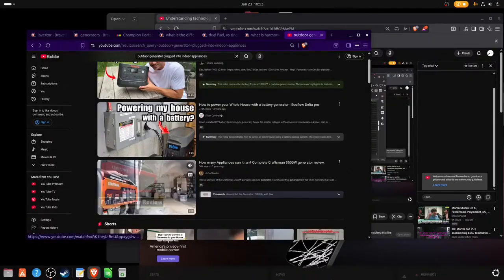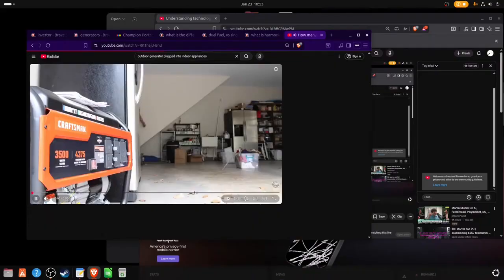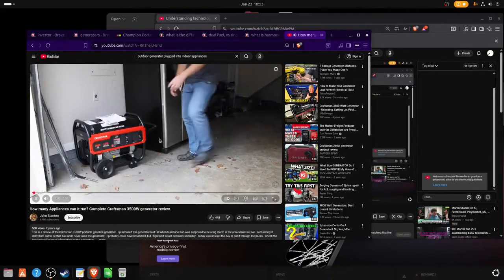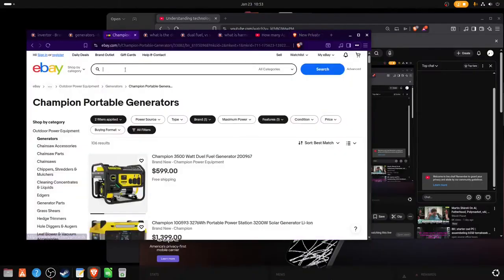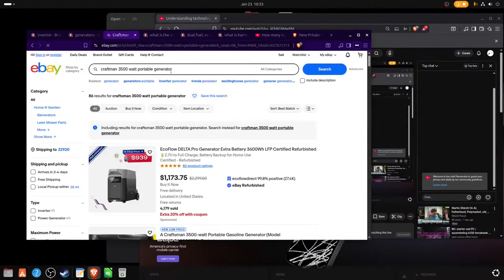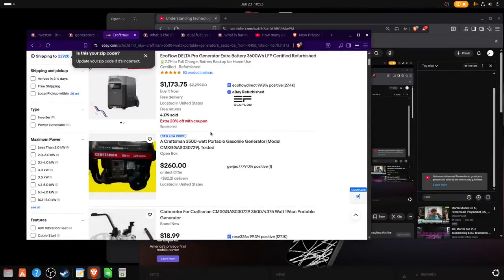That's a lot of stuff. This is the Craftsman 3500 watt portable gasoline generator. Let's see, Craftsman, I think that's Home Depot's brand. Craftsman 3500 watt portable generator. Yeah, and let's run this through eBay. Let's just see what these run used. This is one of those things that's a pain to buy used because of shipping.